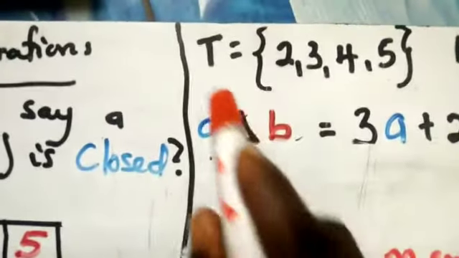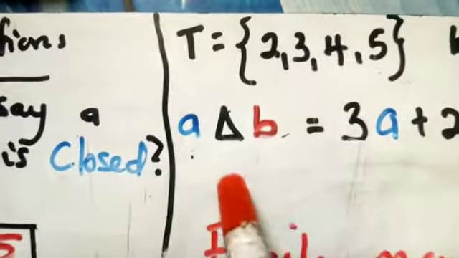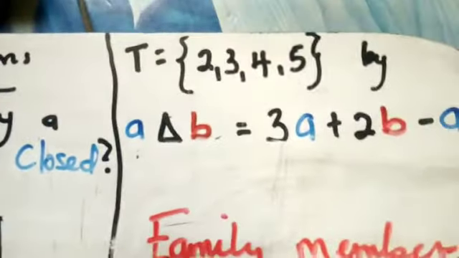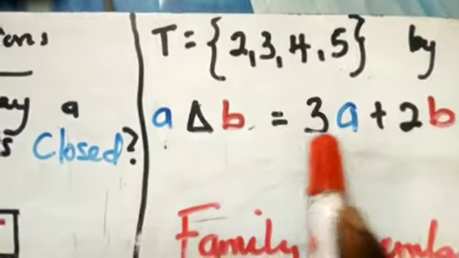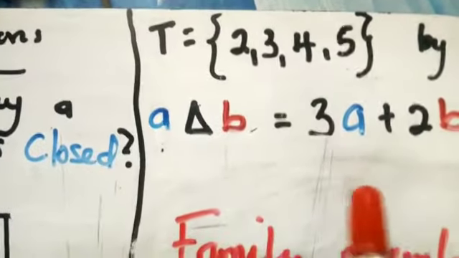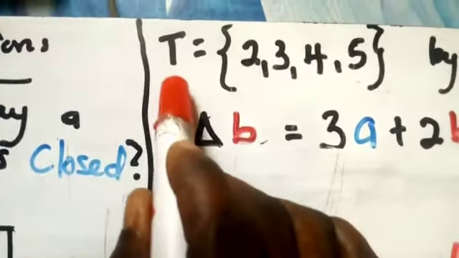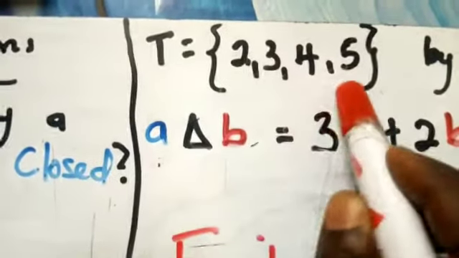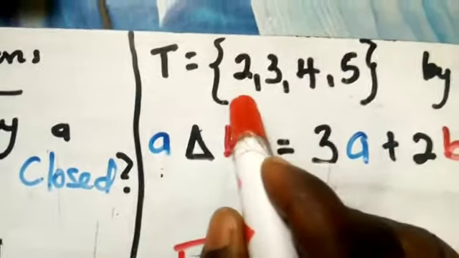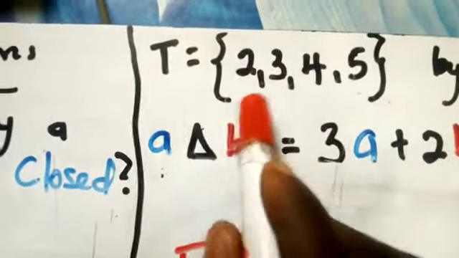Now we are given a set T equal to 2, 3, 4, and 5, and they are being defined by this operation. Let's forget about the technical terms in mathematics for now, and see how best we can understand this. Assuming this is your family, and your surname is T, how many of you are in the family? You are just four, by name 2, 3, 4, and 5. Four members are in the family, and then by name T.